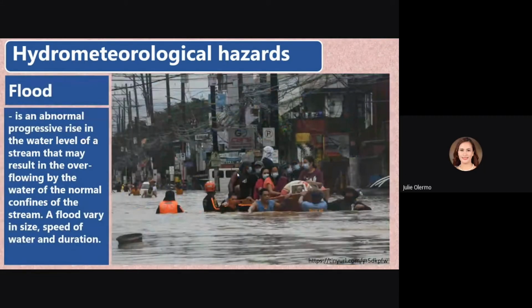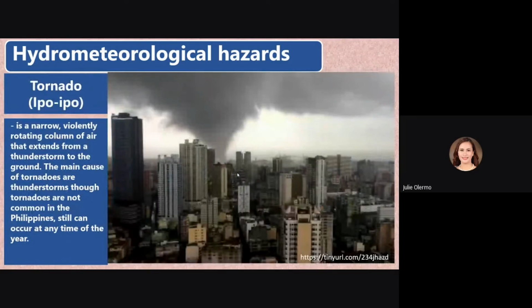Next, a flood is an abnormal progressive rise in the water level of a stream that may result in overflowing by the water of the normal confines of the stream. A flood varies in size, speed of the water, and duration. Flooding in Metro Manila, according to DPWH, is caused by clogged waterways, old drainage, or trash generated due to improper waste disposal. The last is tornado, or known as ipo-ipo.